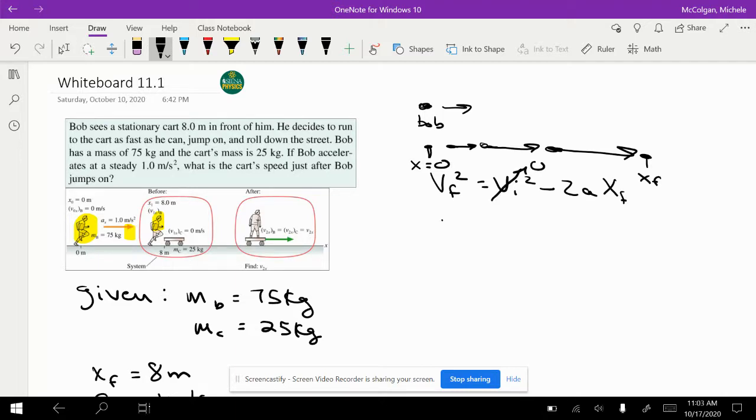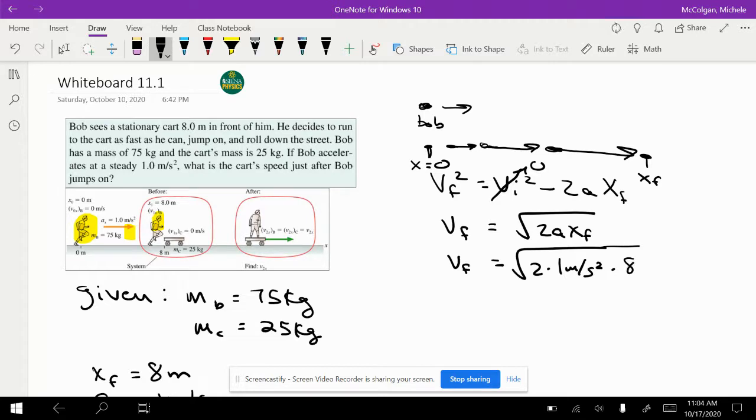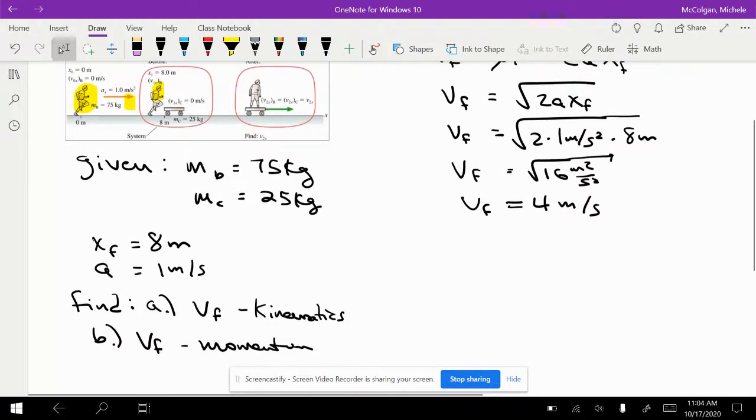He starts with a 0 initial velocity, so I'll set that equal to 0. And we're looking for v final, so v final is equal to the square root of 2a x final. We can plug in: v final is equal to the square root of 2 times 1 meter per second squared times 8 meters. That is 16, so v final is equal to the square root of 16, so v final is equal to 4 meters per second. Okay, so we've got our part A done.